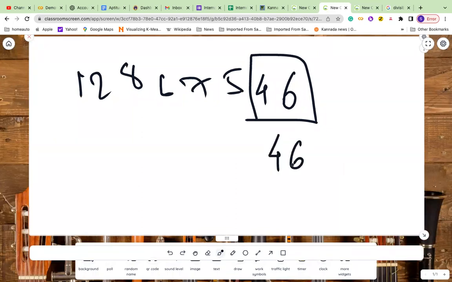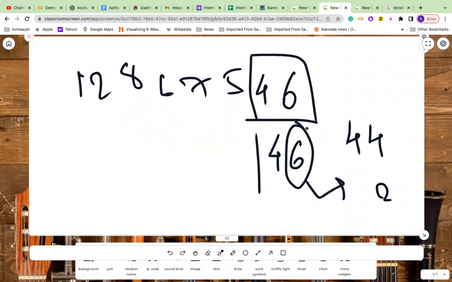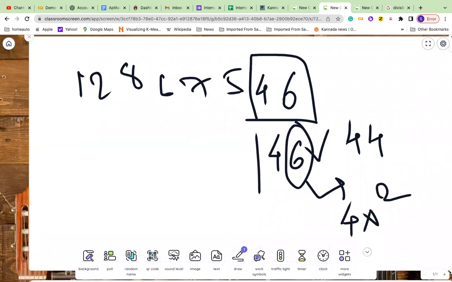Is 46 divisible by 4? No. 42 or 44 would be divisible by 4, 46 is not. But 46 is divisible by 2, yes, since the last digit is 6. It is divisible by 2, but not divisible by 4. Is it clear? Instead of that, if it is 48, then it would have been divisible by 4. Understood?